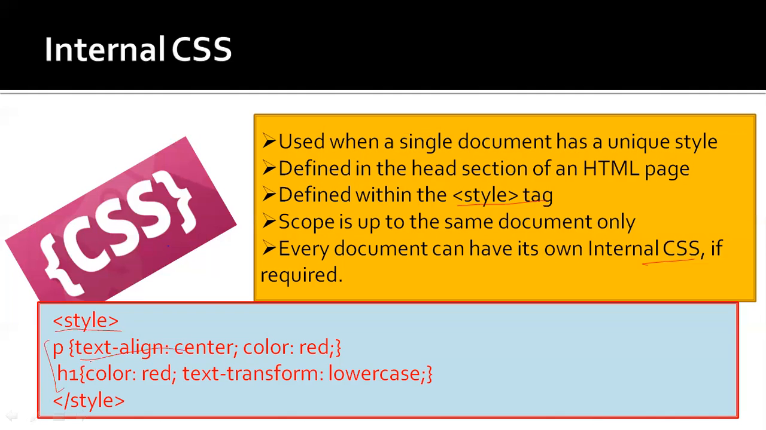P tag is defined with the property text align is center. Color of the text will be red. And H1 tag is also defined with certain properties. Color of the text written inside the H1 tag will be red. Text transform lowercase, it means the text will be displayed in small letters.